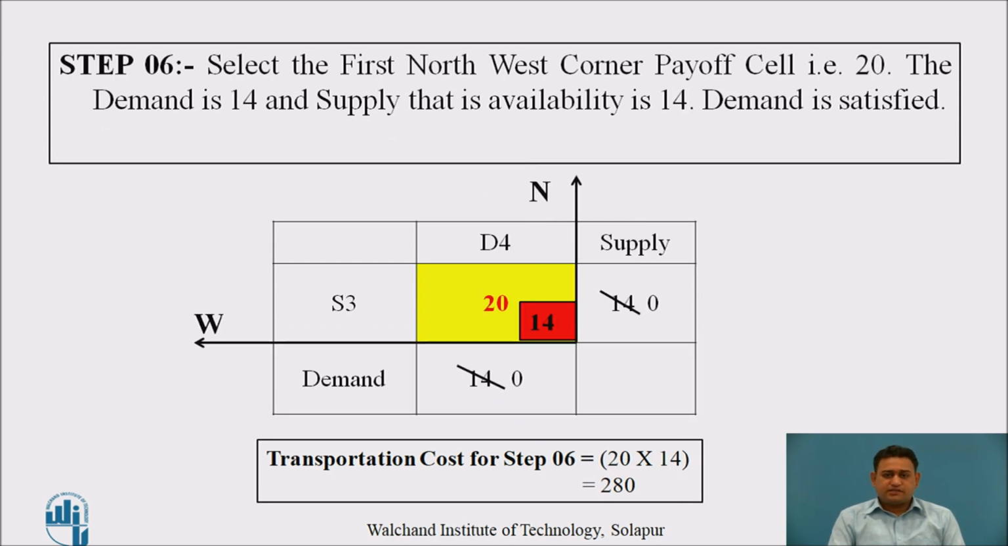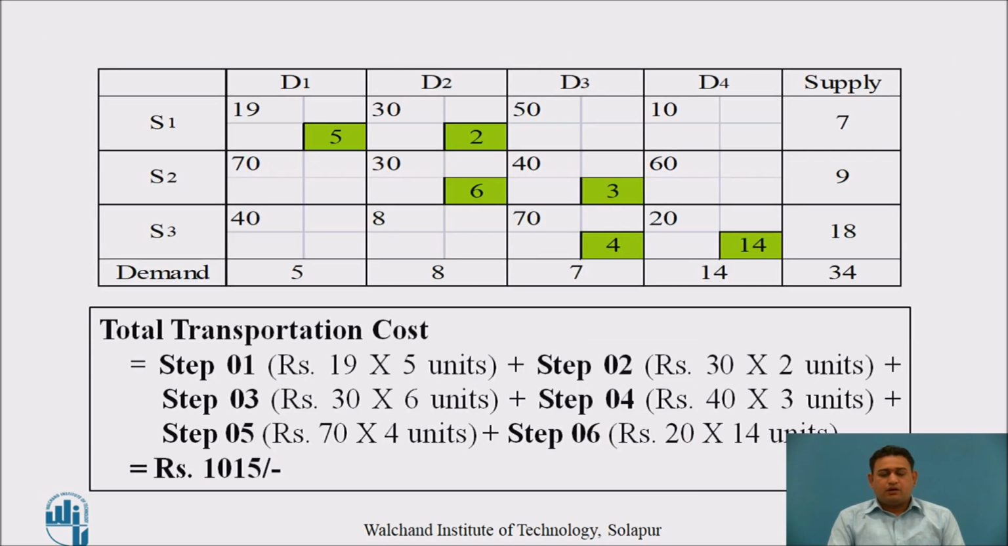Now this is step 6. Here we see that only one cell is available, the northwest corner, that is 20. Here the source availability of S3 is 14 and the demand is 14. It has been totally satisfied and the transportation cost is 20 into 14, that is 280. Now this table represents the overall transportation cost of each step. Finally, the cost is 1015.